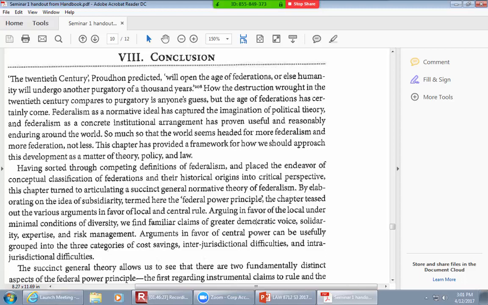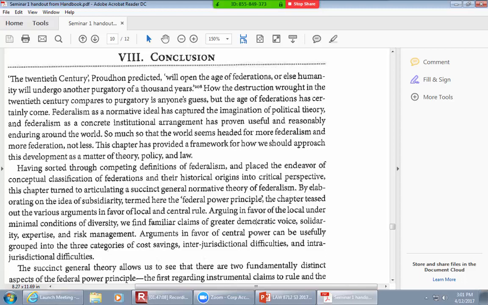So, basically it says, how the destruction wrought in the 20th century compares to purgatory is anyone's guess. But the age of federations has certainly come. Okay? Federalism, as a normative idea, has captured the imagination of political theory, and federalism as a concrete institutional arrangement has proven useful and reasonably enduring around the world. That doesn't help us at all, at least in terms of our assessments, because we want to see the relationship between federalism and subsidiarity. So drop to the next paragraph at the middle, the third line.